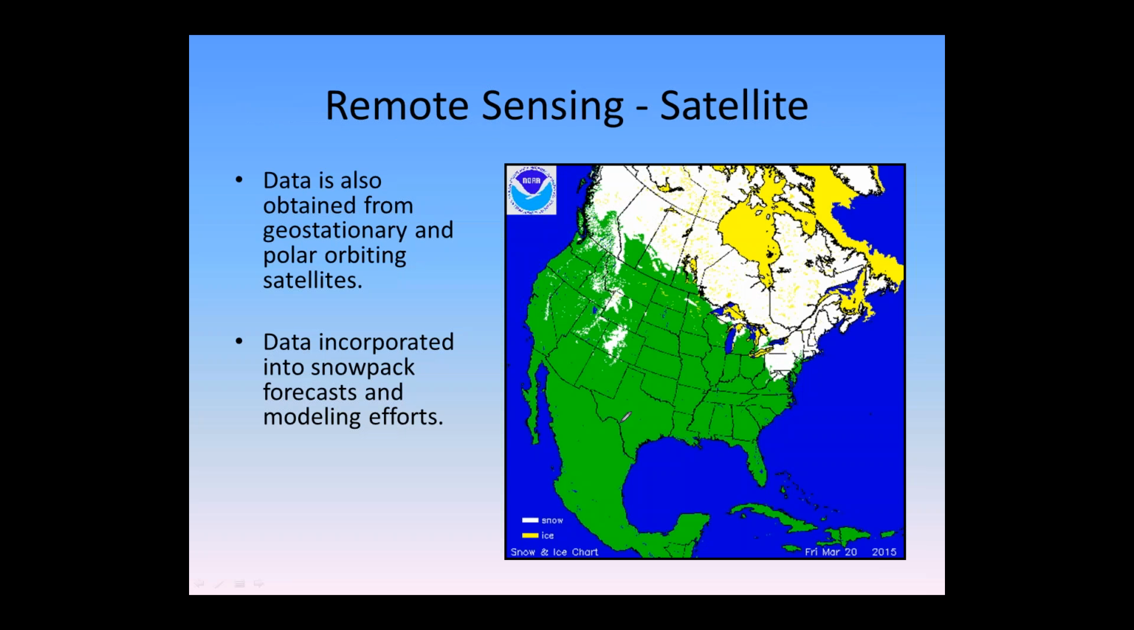Another category of remote sensing, satellite data, of course, can be very important. It's obtained from geostationary and polar orbiting satellites. Geostationary meaning a satellite that's just fixed over one point of the Earth. Polar orbiting satellites meaning satellites that fly in low Earth orbit about 500 miles over the top of the Earth and spin around the Earth several times a day, north to south. 2 different types of satellites. And the data is also incorporated into forecasts and modeling efforts.